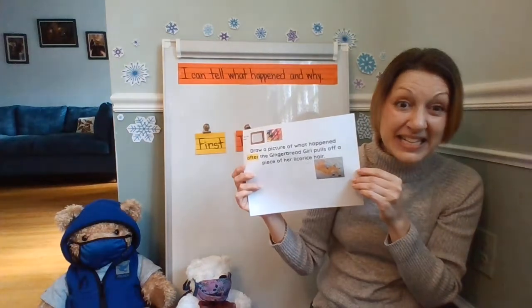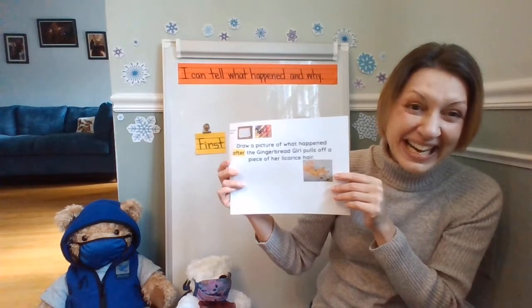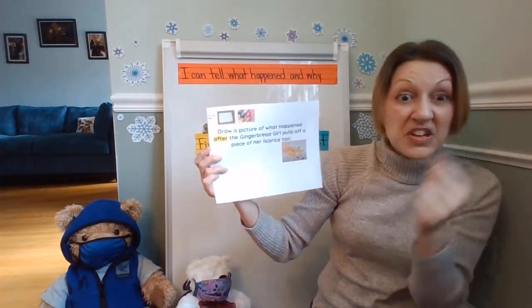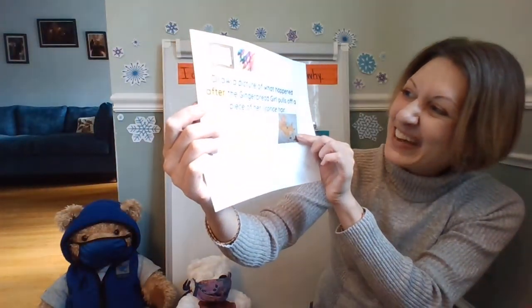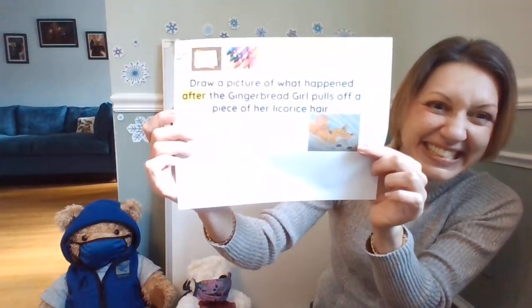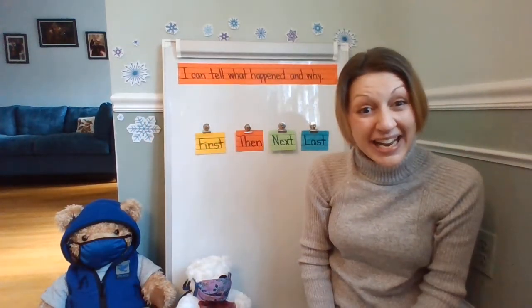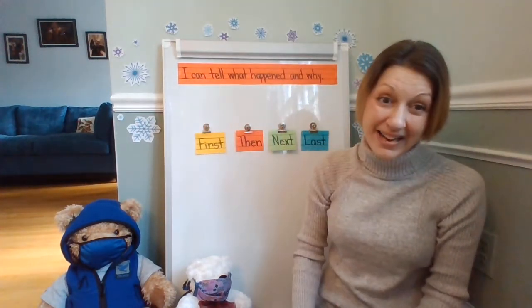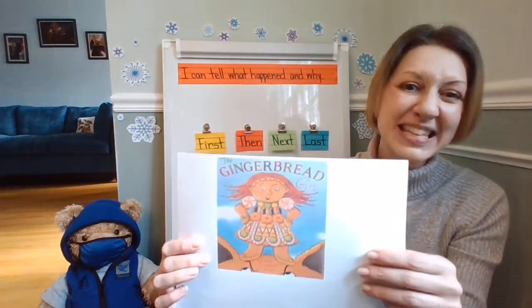All right, go ahead and continue your drawings, and in a little bit we're going to be sharing our drawings with each other, and make sure, think about it. The gingerbread girl pulled off a piece of her licorice hair. Remember when she's riding the fox? Okay, draw your picture. All right. So our I can statement today is I can tell what happened and why. And we were looking at the story, The Gingerbread Girl.